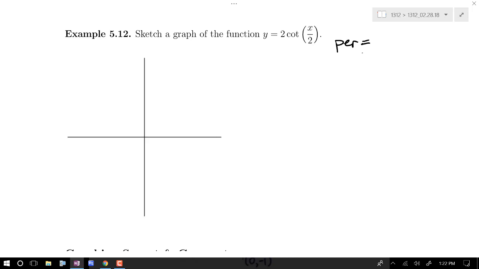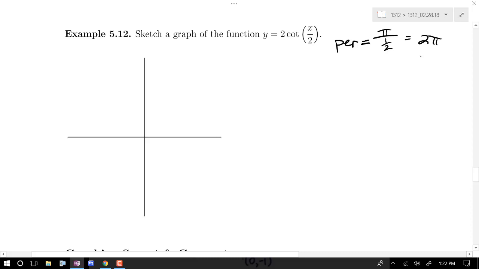Because something is being done to x. Yeah, like we have this coefficient on x. What is the coefficient on x? 1/2. Okay, so we get our new period by taking pi and dividing it by that coefficient, which gives us 2 pi.